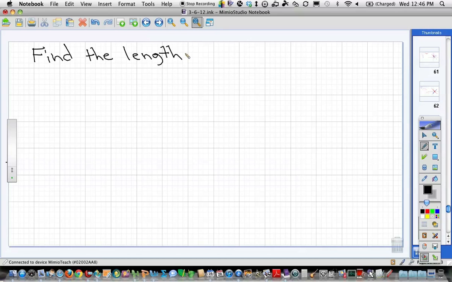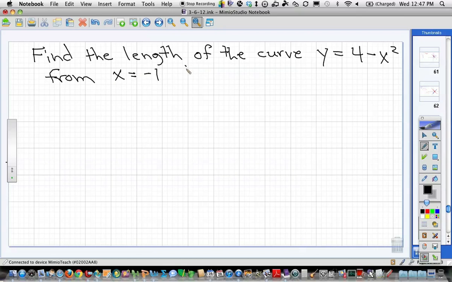Those two things are interchangeable. So this would be the problem that we are going to pose here. Find the length of the curve y equals 4 minus x squared from x equals -1 to x equals 1.5.